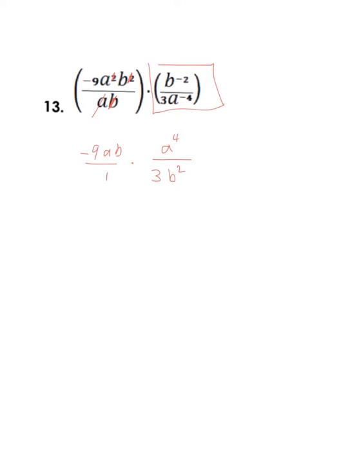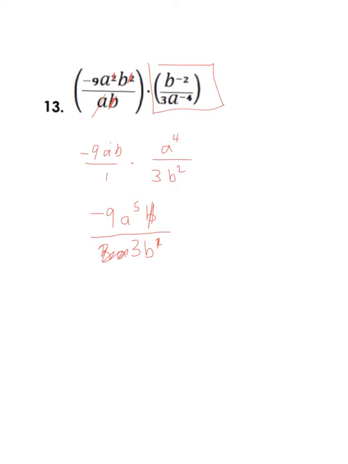Now I'm going to multiply straight across: numerator times numerator, denominator times denominator. I'm going to get negative 9, a to the first times a to the fourth is going to be a to the fifth, b. And now for the denominators, I'm going to have just 3b to the second, sorry, 3b to the second. And now I can clean up the b's. I've got one b on the top, two b's on the bottom, so I could get rid of one pair. So that's just going to be b to the first.